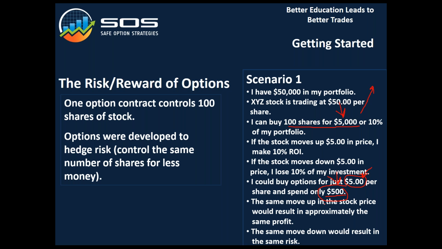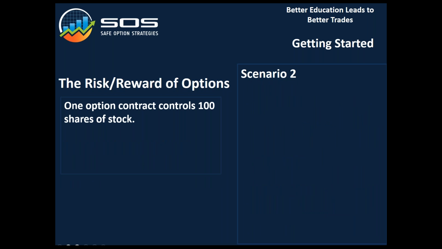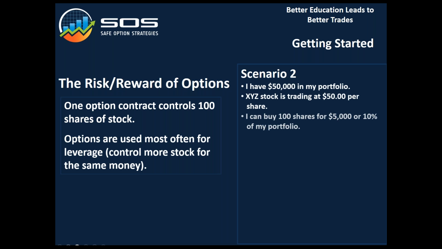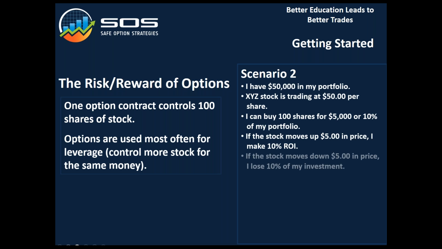See the trade-off? Options were initially created to hedge risk. And this is what most people started doing immediately. They took that same starting scenario. They said, I can go out and buy 100 shares for $5,000, and if the stock moves up, I have my 10% profit, and if the stock moves down, I lose 10% of my investment.